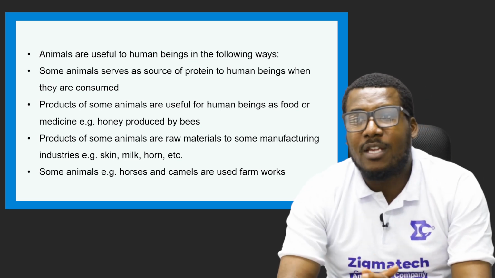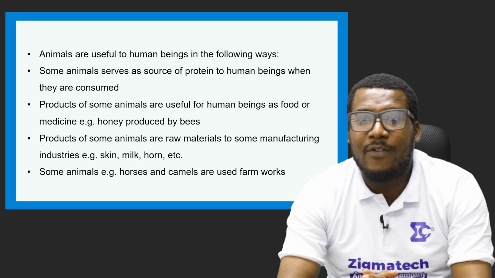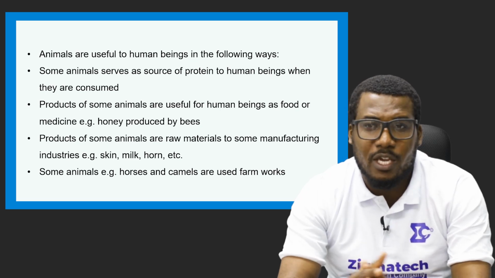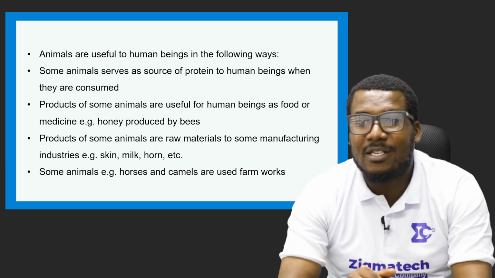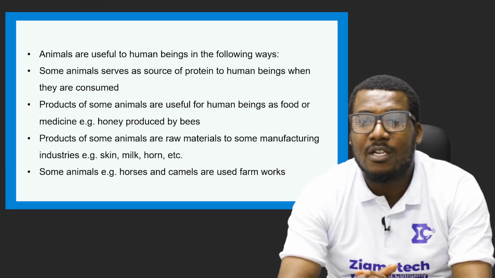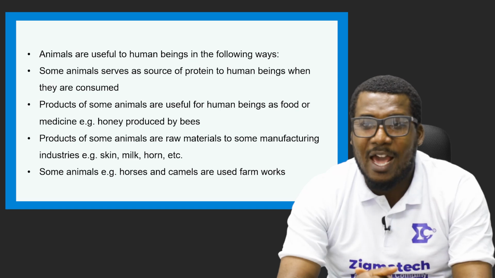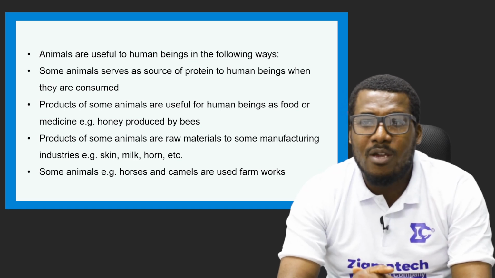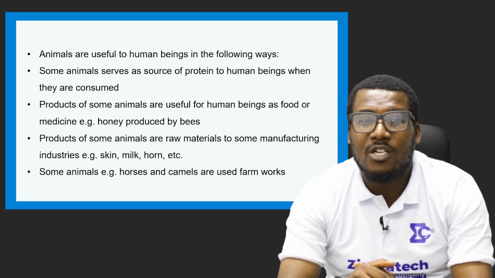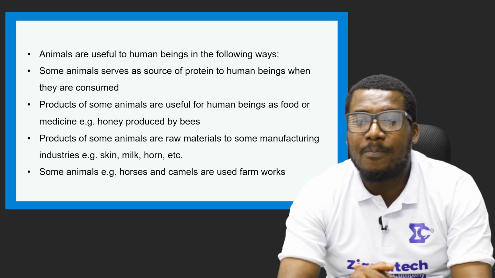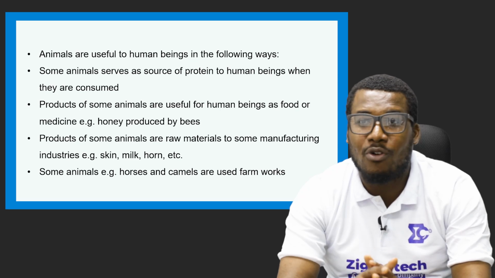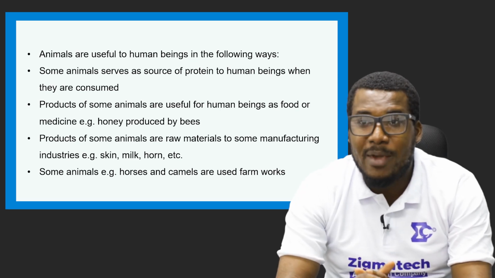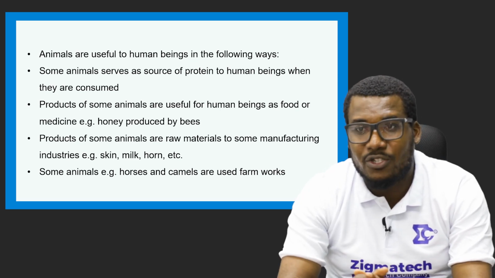Products of some animals are raw materials to some manufacturing industry, e.g. the skin. Some animals' skin is used to make our leather bags, our shoes, our sandals, our beds, and the likes. Milk, we milk some animals as raw materials for our milk industry to get natural and proper milk for our body system.